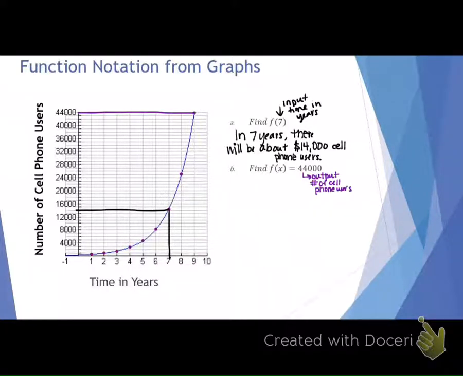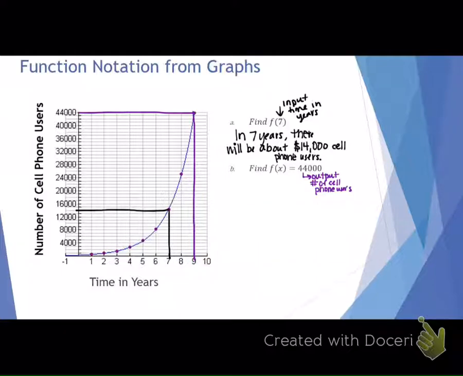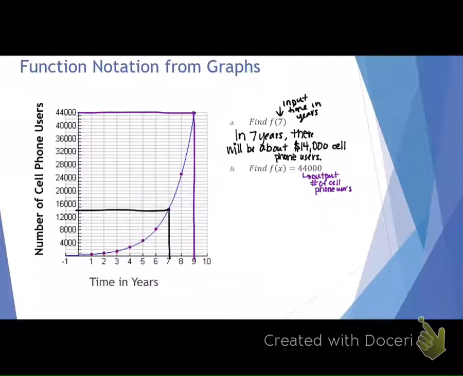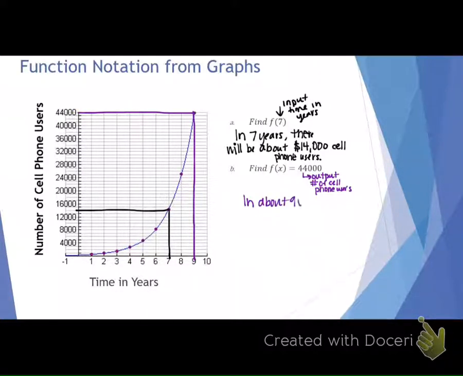9. So it's probably around 9 years. And that's another estimate. I can't tell if that's at an exact point or not. It looks like it's a little bit below. So in about 9 years, there will be 44,000 cell phone users.